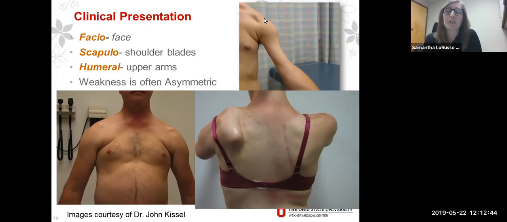If you look at the picture on the bottom right, this is scapular winging that you see there on the left. This lady has also had a scapular fixation surgery, which we'll talk about later, and that's what that scar is on the right. And just as a side note, the weakness is often asymmetric in FSH.